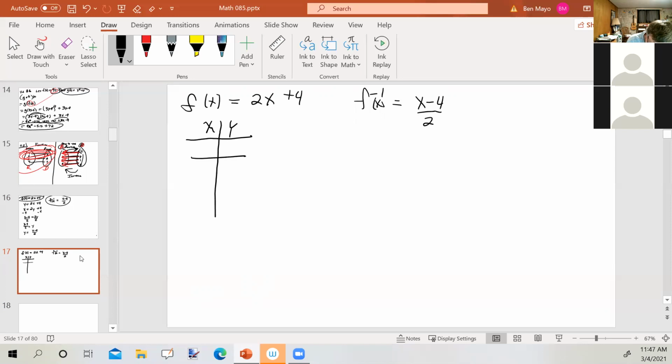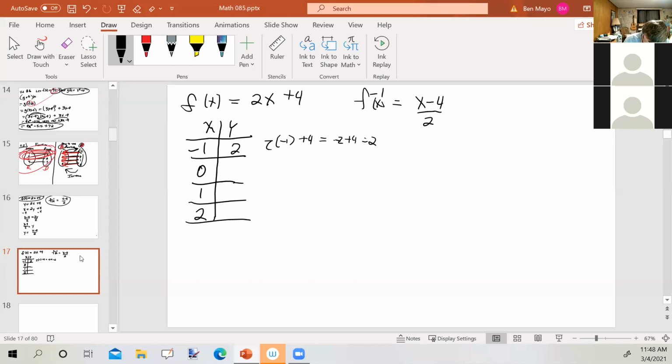And let's find maybe 4 points. How about if we use -1, 0, 1, and 2? And there isn't any specific reason I picked those other than they're just kind of small numbers. All right. If x is -1, then f of -1 would be 2 times -1 plus 4, which is -2 plus 4, which is 2.